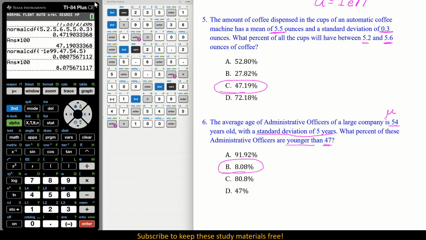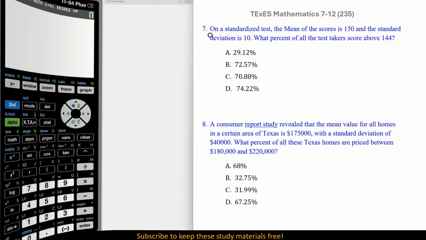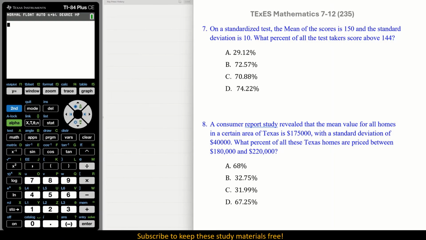All right, so let's keep going. We'll move on to the next one. Number 7, on a standardized test, the mean of the scores is 150 and the standard deviation is 10. What percent of all the test takers scored above 144?